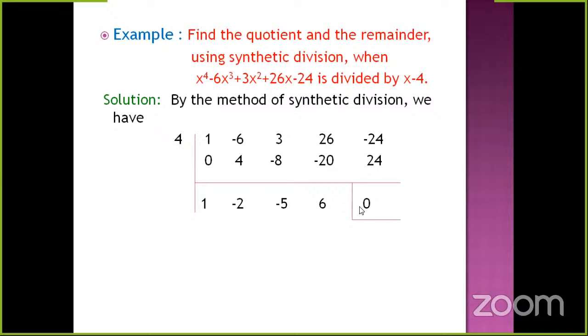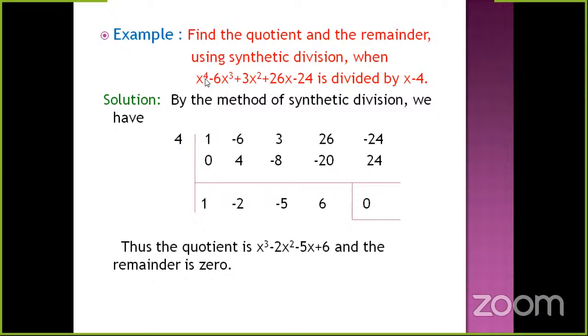So in this process, the last place here is said to be the remainder. So if we get 0 as the remainder, then we can call x minus 4 a factor and 4 the root of that polynomial. And how will we get the quotient? Since the biquadratic fourth degree polynomial is divided by a linear polynomial, the quotient will be a cubic polynomial. So applying this, 1 into x cube minus 2 into x square minus 5 into x plus 6. Thus, the quotient will be x cube minus 2x square minus 5x plus 6 and the remainder is 0.